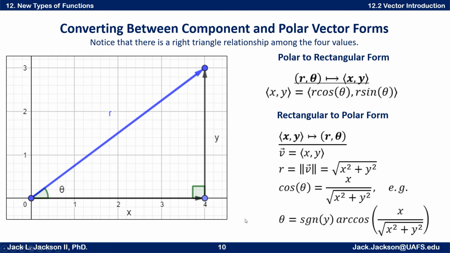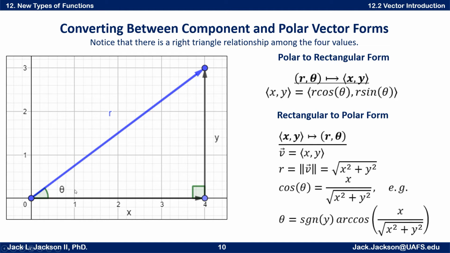Now I mentioned this earlier, but in converting between component or rectangular and polar forms, we notice that there's a right triangle relationship among the 4 values. So we have this little right triangle going on here. Here we have x and y, theta is here, and there's r. R we're going to take to be positive. X and y, however, could be positive or negative. Theta then could be any real number for that angle.